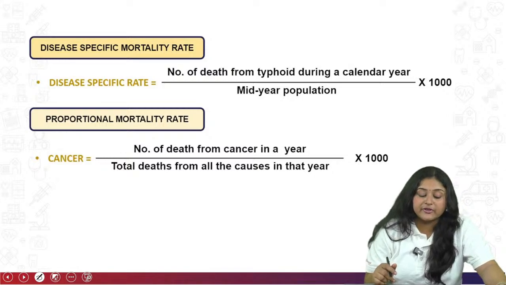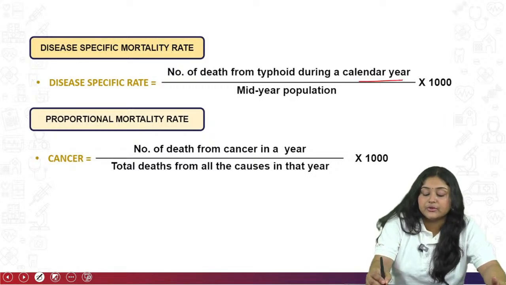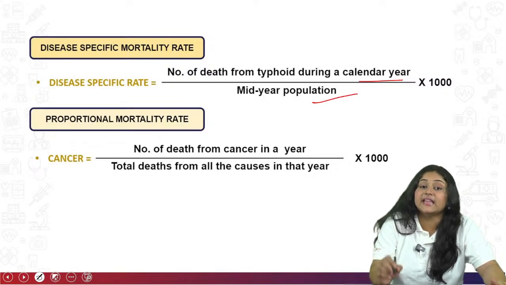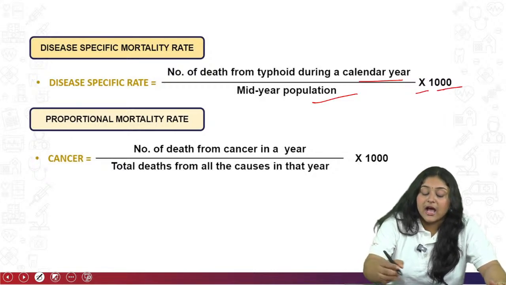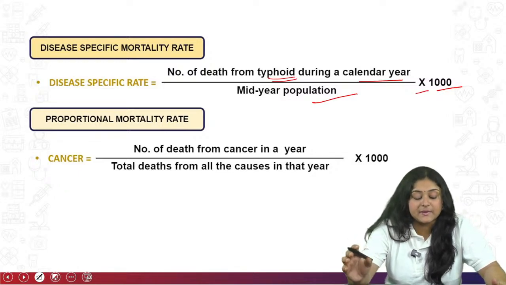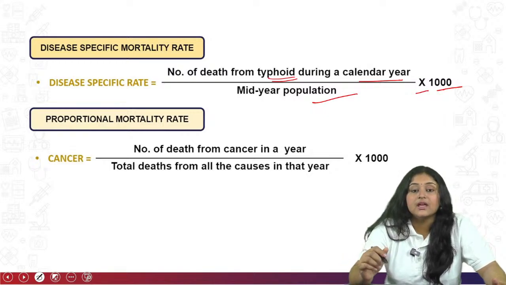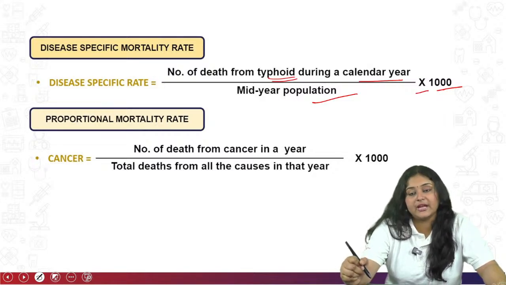Now the disease specific mortality rate or death rate. It's nothing but the number of deaths from typhoid during a calendar year, divided by the median population of that same area in that same year, and that numerical form should be multiplied by 1000. So now they are giving typhoid as an example. If they ask what is the disease specific death rate regarding HIV infection, then you have to take the number of deaths from HIV infection during a calendar year, divided by the median population of that same community area, and that numerical form should be multiplied by 1000.